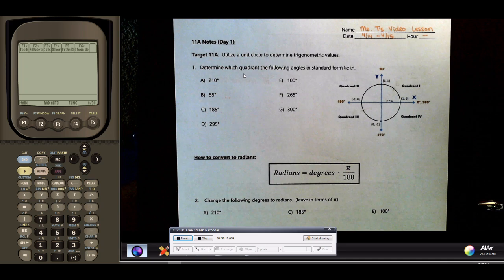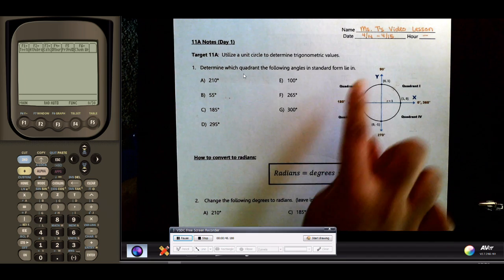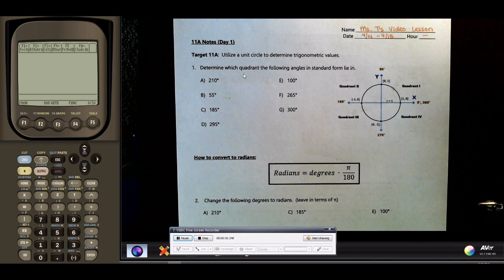Today we're going to cover how to use radians and degrees and how to work with angles using this graph, which we're going to call a unit circle. And we'll get more detailed into that later. But we're going to start with some basics.